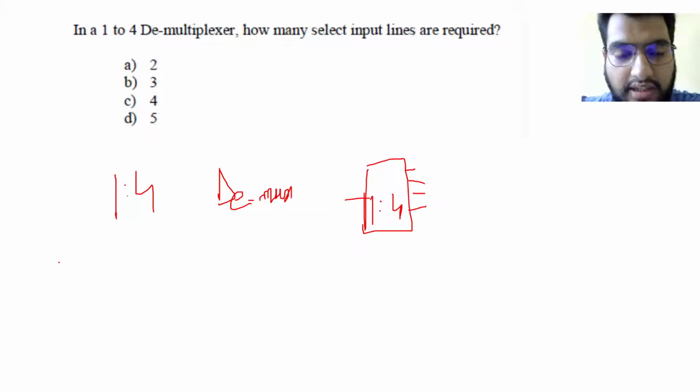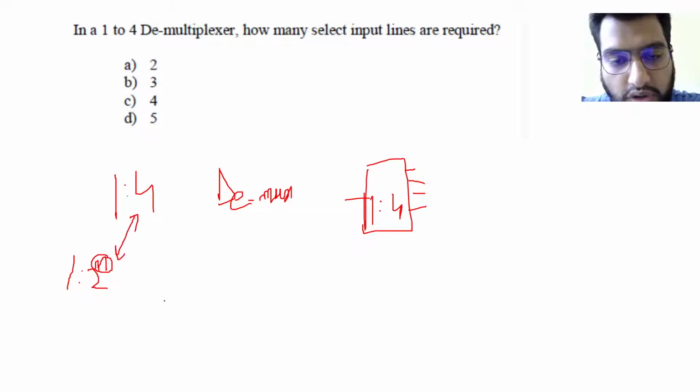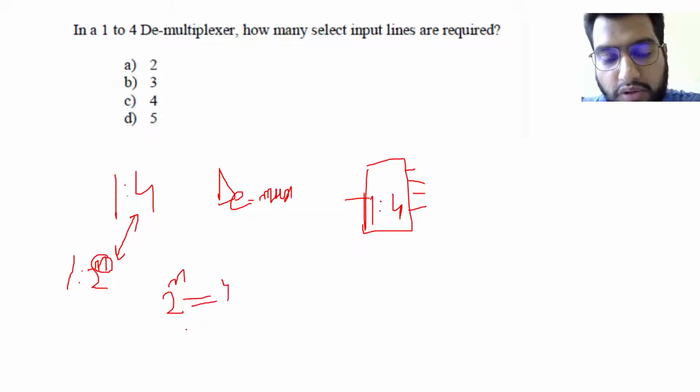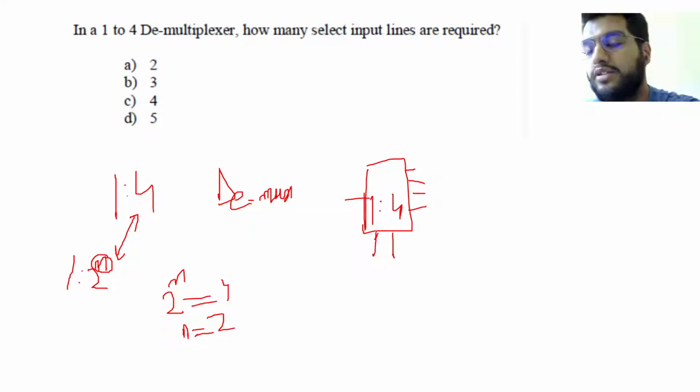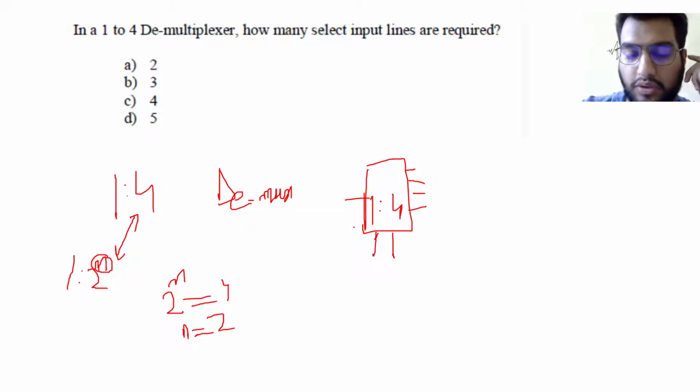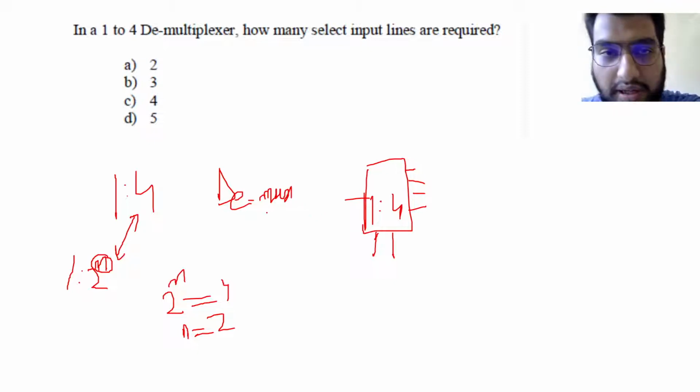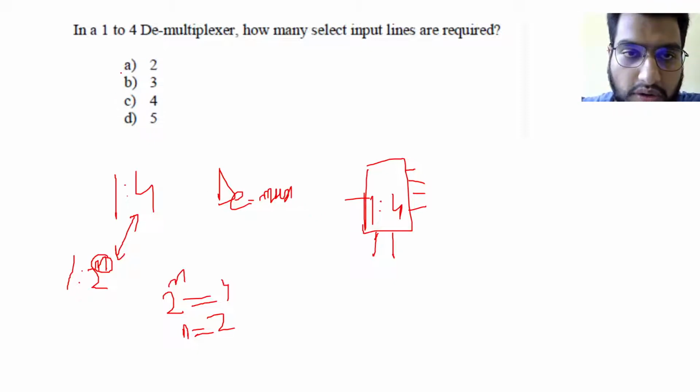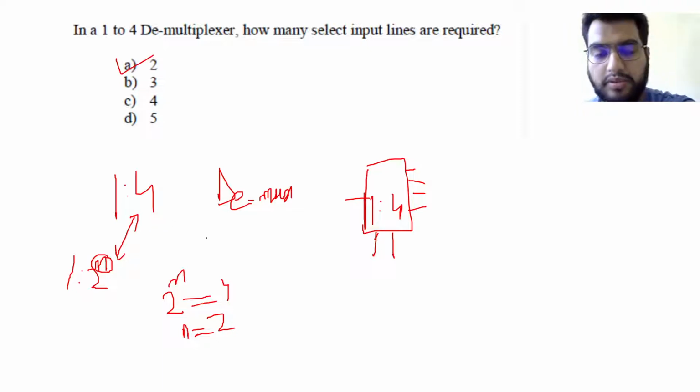So we know that any demux of the form 1 cross 2 raised to the power n, here n will represent the number of select lines. Comparing these two, we have 2 raised to the power n equal to 4, and 2 raised to the power n equals 4 only when n equals 2. So the number of select lines needed for a 1 cross 4 demux is 2. Just like in the case of a 4 cross 1 multiplexer, we needed 2 select lines, in a 1 cross 4 demultiplexer we needed 2 select lines. So option A would be the correct option.